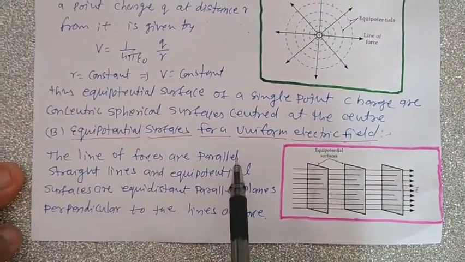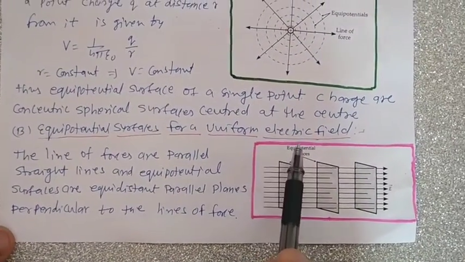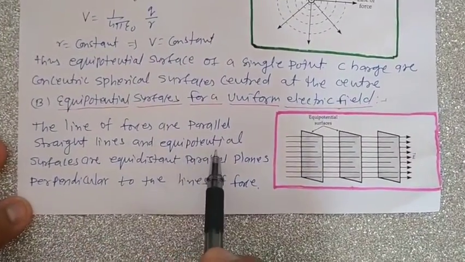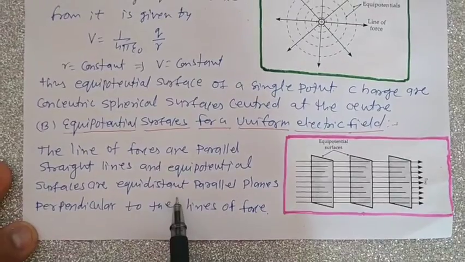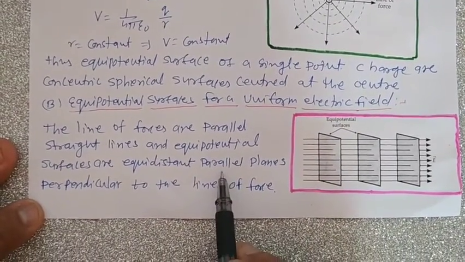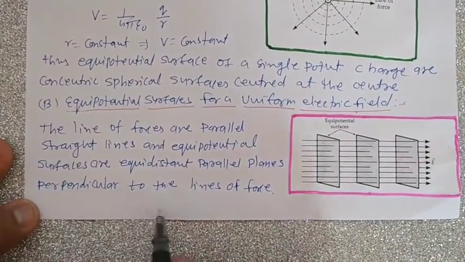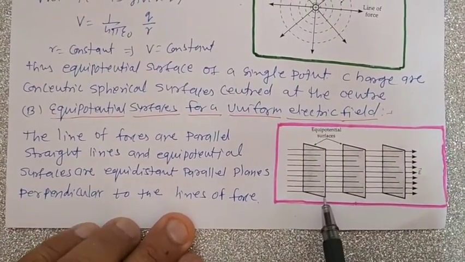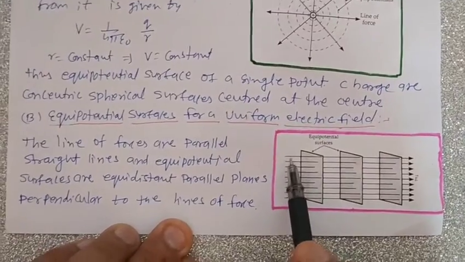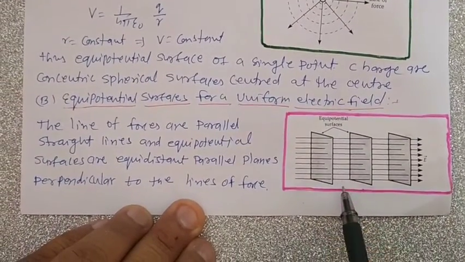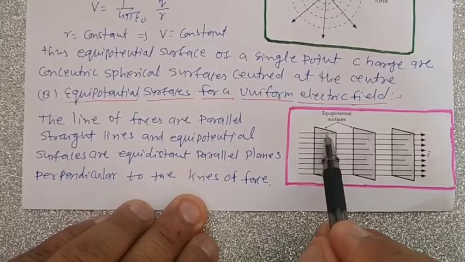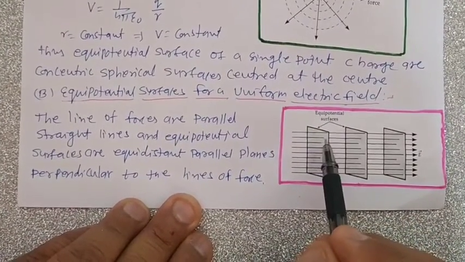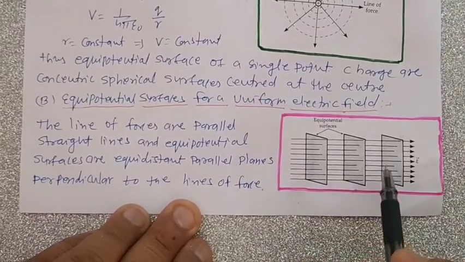Second, equipotential surface for a uniform electric field. The lines of force are parallel straight lines, and equipotential surfaces are equidistant parallel planes perpendicular to the lines of force. Here in this diagram we can see that the electric field lines are parallel to each other, and here we can see 1, 2 and 3. These equipotential surfaces are at equal distance from each other.